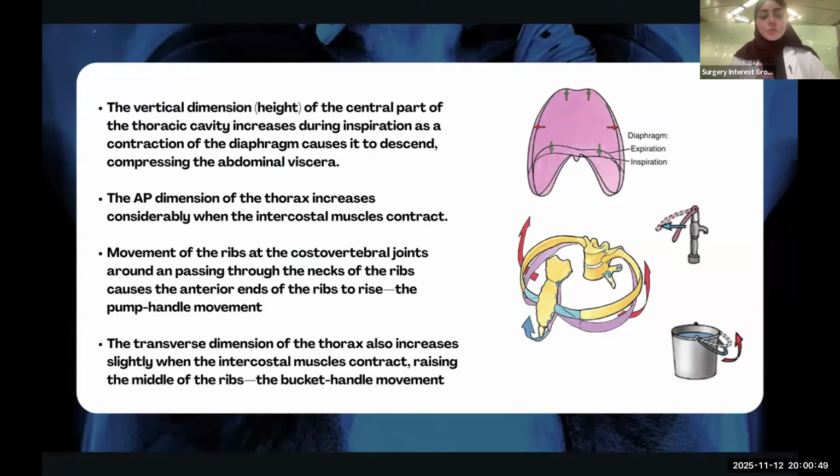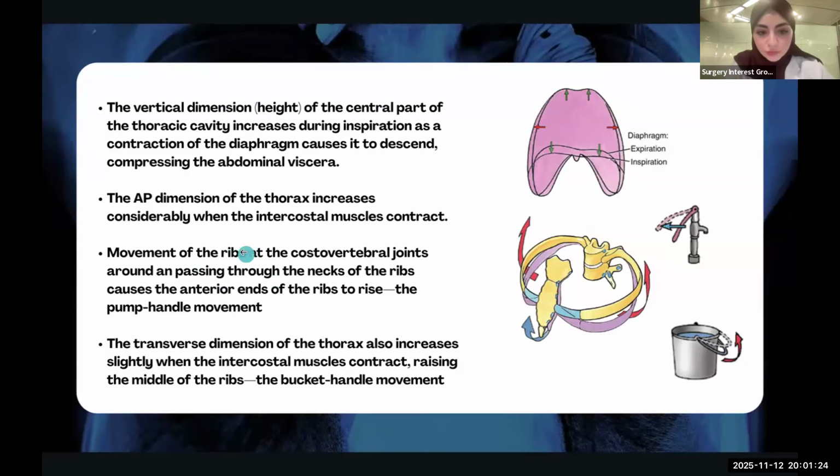Now, what about the anterior posterior dimension? If you're having difficulty imagining it, it's basically from the sternum all the way to the back. So this diameter. What's responsible for increasing that? It's on the slide. Okay, the external intercostal muscles. Again, hand in pocket direction, it's pulling the ribs up, and this is going to cause the increase in this diameter right here.